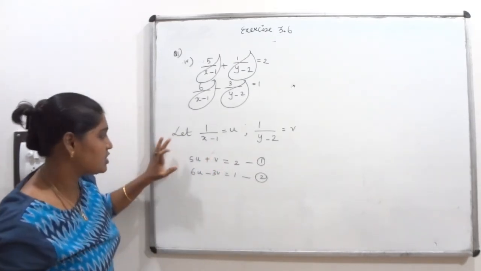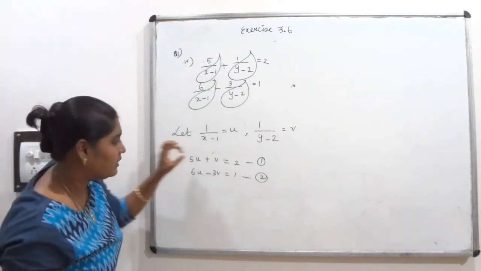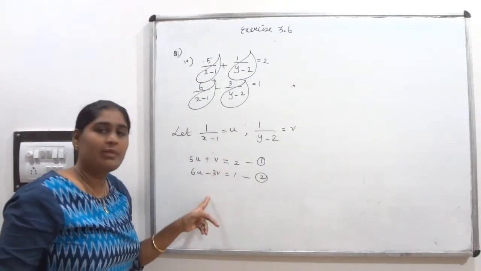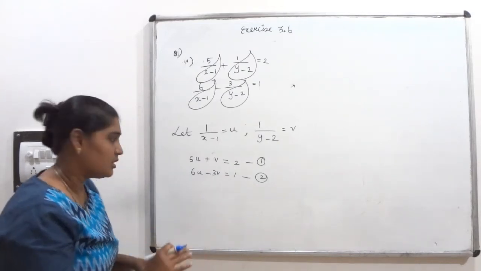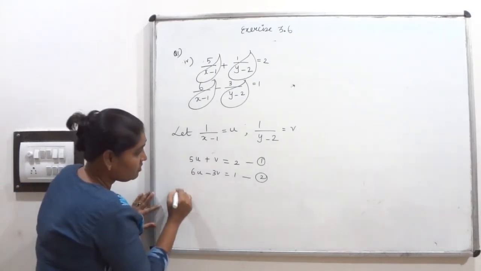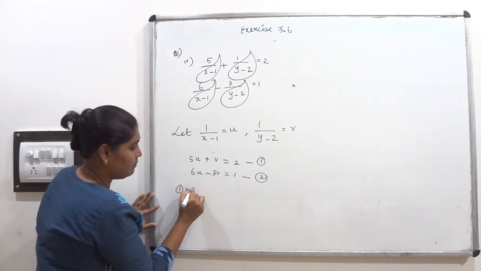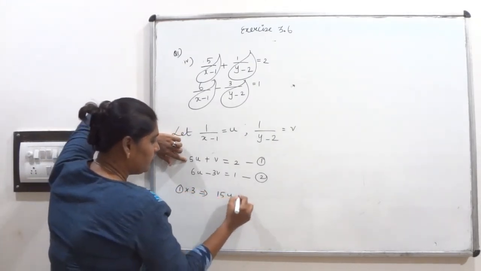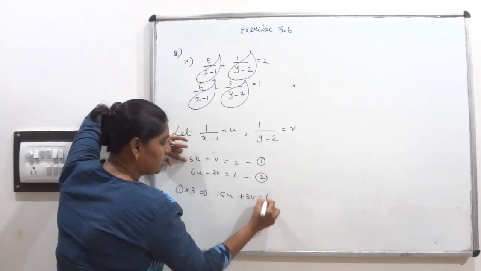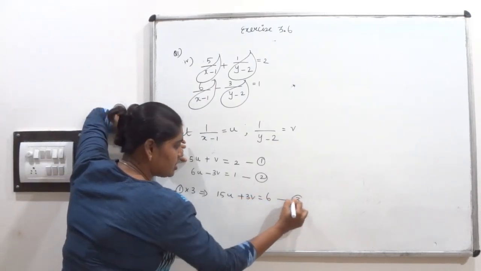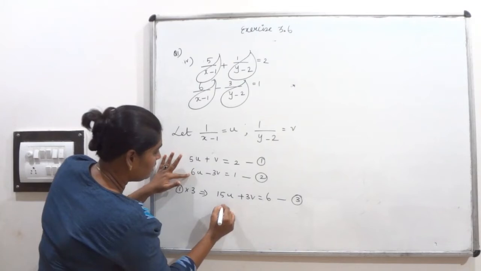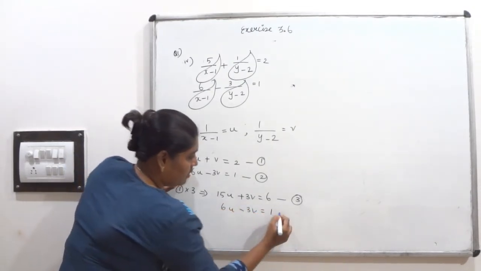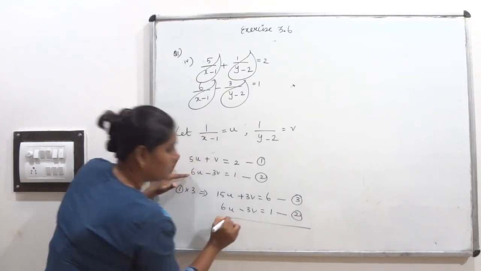The first equation is multiplied by 3. I will get 3v here. Here in the second equation minus 3v. So both will be cancelled by elimination method. Let us see now. The first equation is multiplied by 3. 3 into 5, 15u plus 3v, which is equal to 6. Equation number 3 I mark. Then this is 6u minus 3v equal to 1, equal to equation number 2.